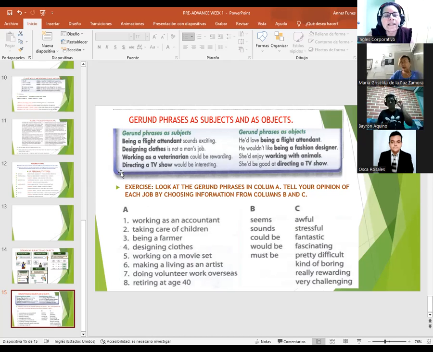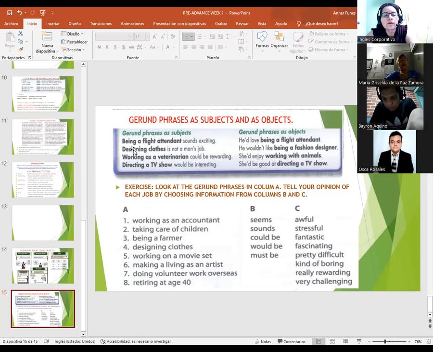Next, directing a TV show. Dirigir un programa de televisión, directing a TV show, would be interesting. Entonces acá vemos el being, el designing clothes, working and directing. Eso es como una acción. Cuando es una acción, el verbo va primero, va con ing.